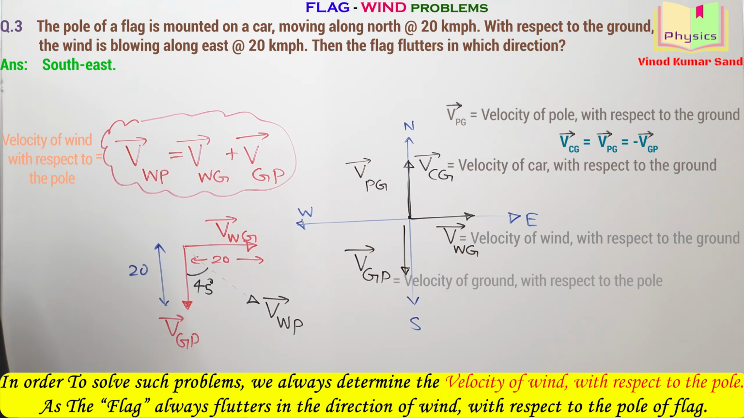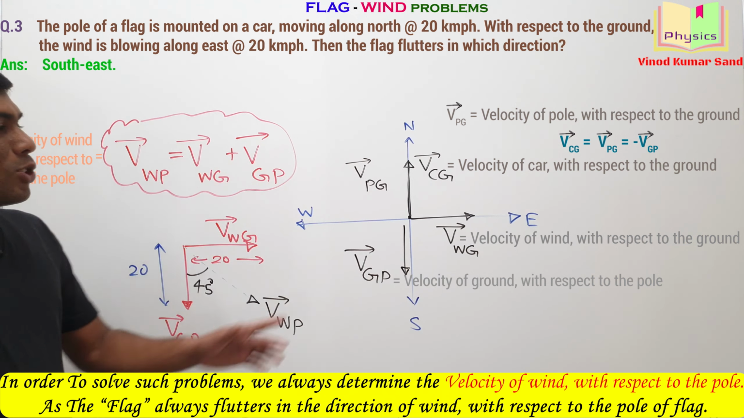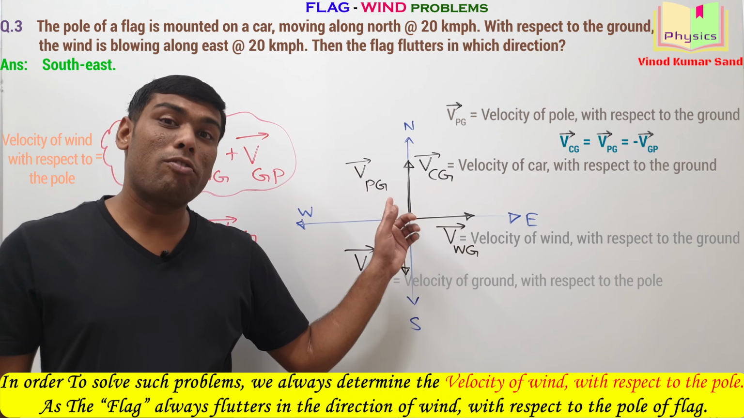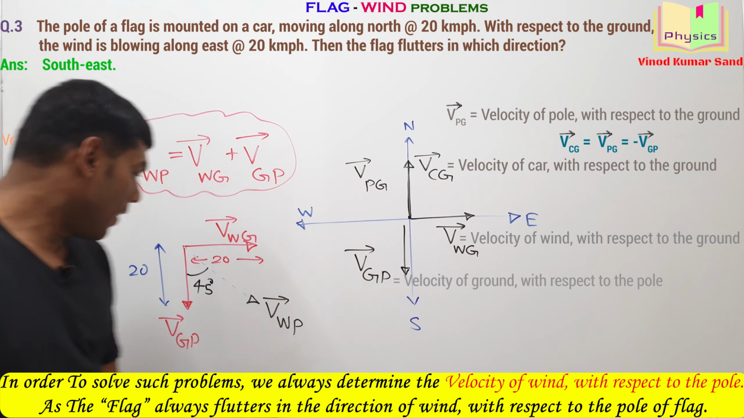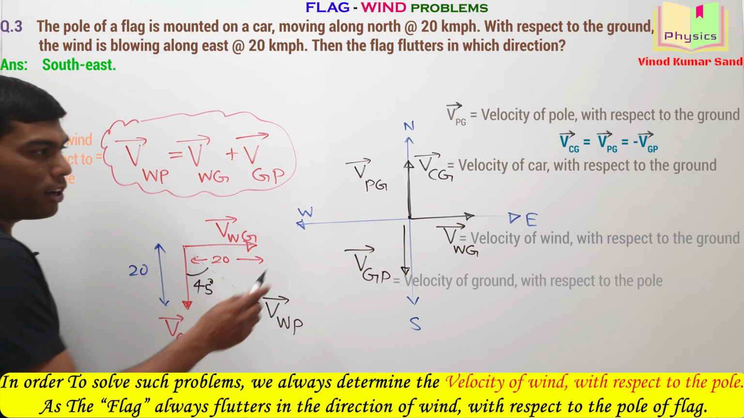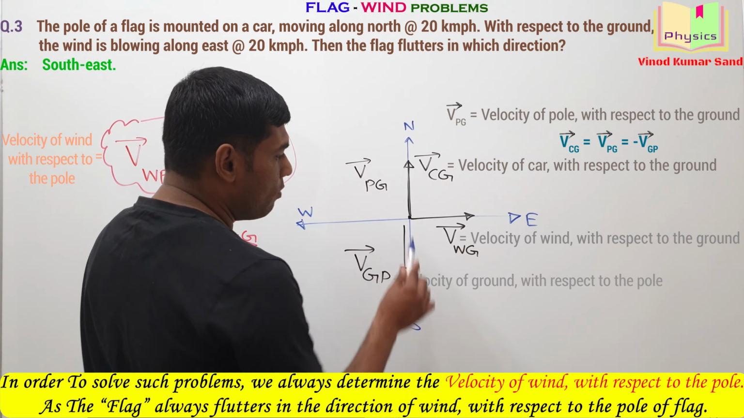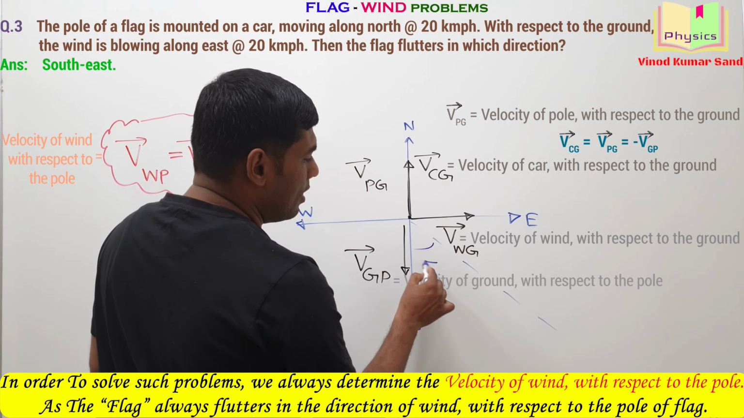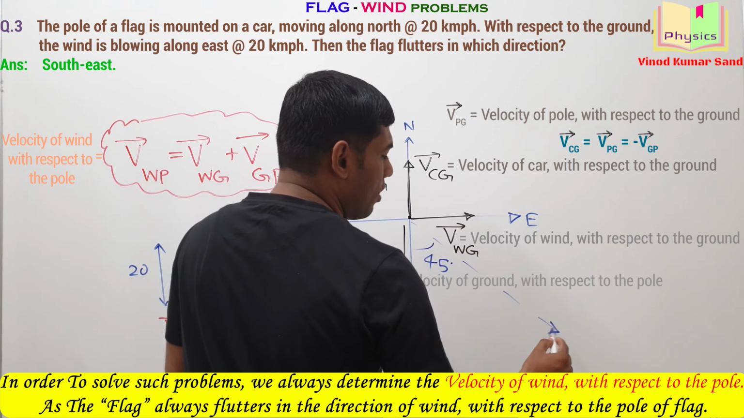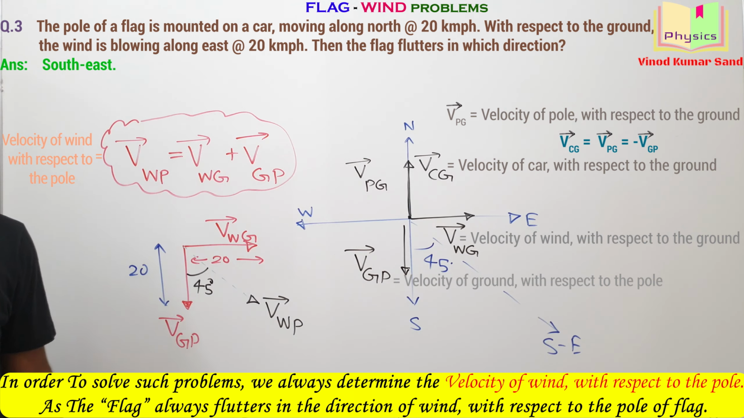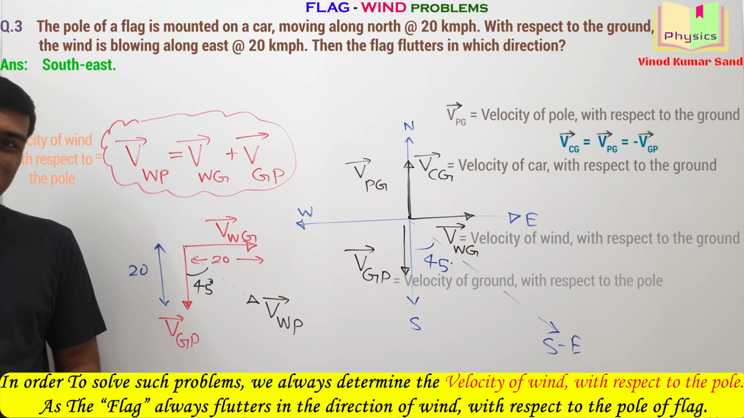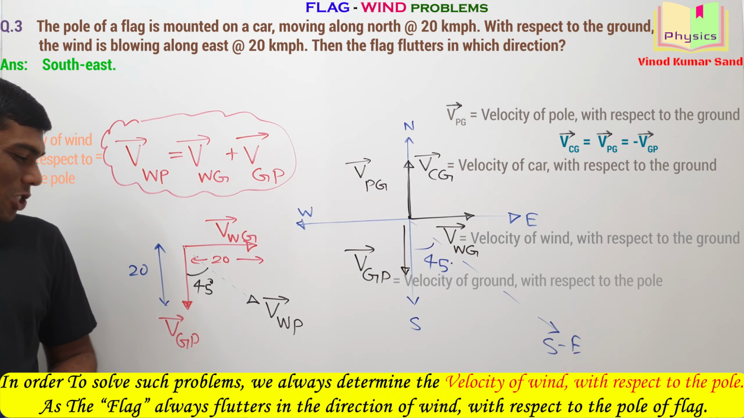I hope you get it. So the flag will be fluttering along the southeast direction. Exactly at an angle of 45, if you mark the sense of direction like this, then this direction we call southeast. I hope you got the same answer. So you can note it down and then we'll go further for the next question.